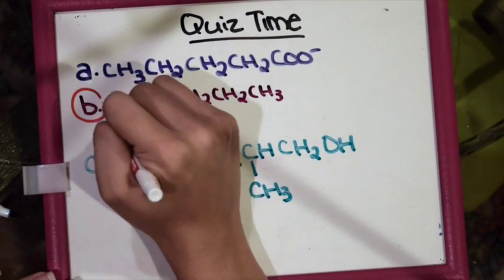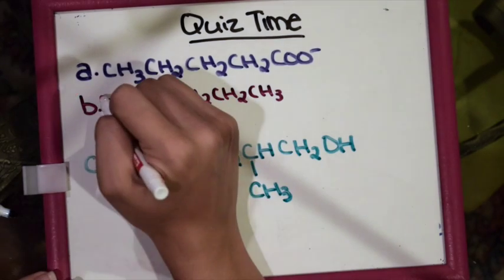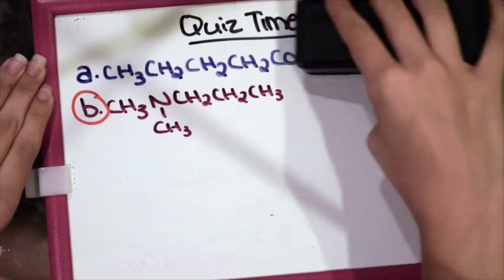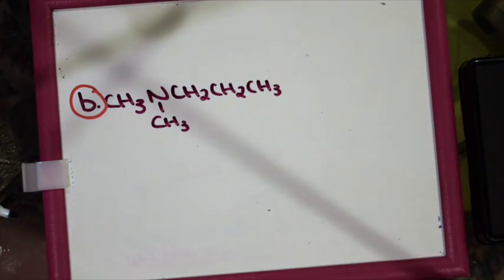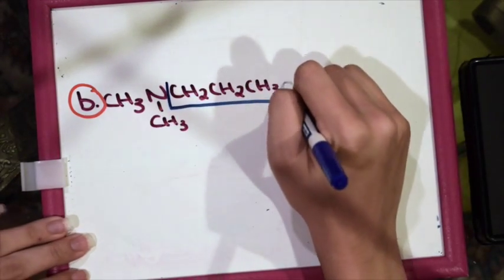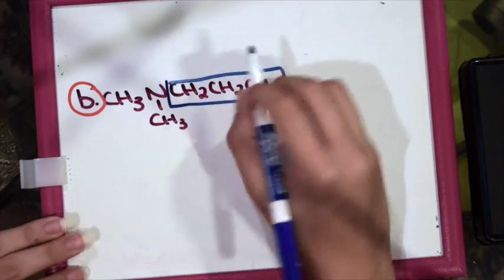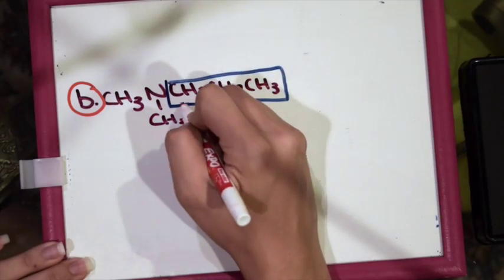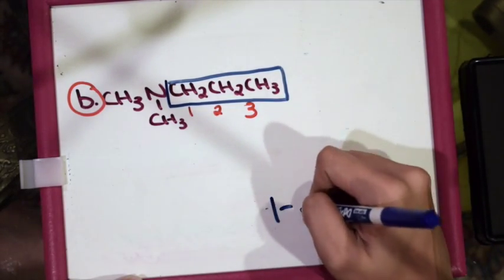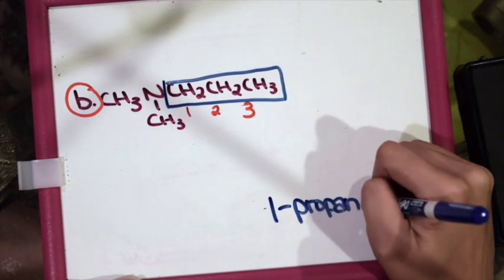Hopefully, you can see that the correct choice is B because it's the only one with a nitrogen group. Looking at B, we can classify it as a tertiary amine because it has 3 organic groups bound to the nitrogen but no hydrogen atoms. The longest carbon chain is to the right of the nitrogen, and we will number it from left to right to demonstrate nitrogen's position as attached to carbon number 1. The parent chain consists of 3 carbons, so it is called 1-propanamine.